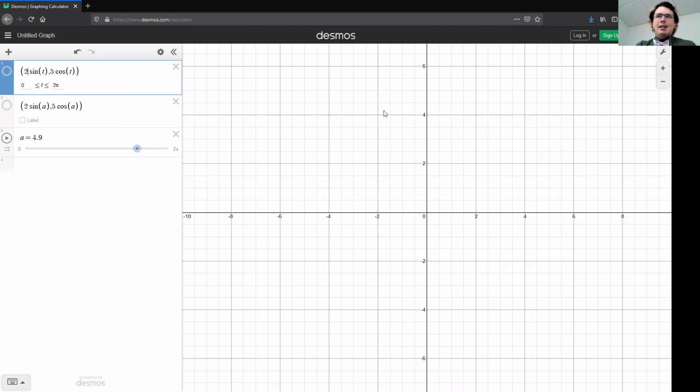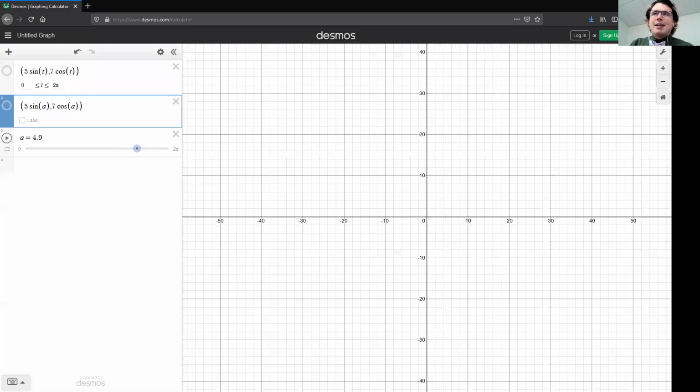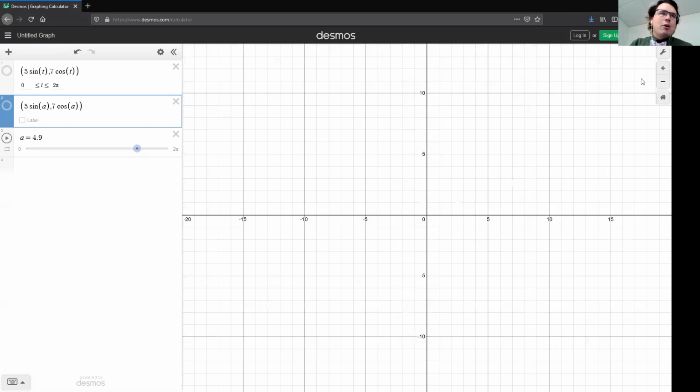If I want an ellipse, let's say that it should be 10 units wide, then my x here should be 5 times the trig function. And if I want it to be 7 units tall, it should be 7 times the cosine function. So let's zoom out and see if that prediction holds.